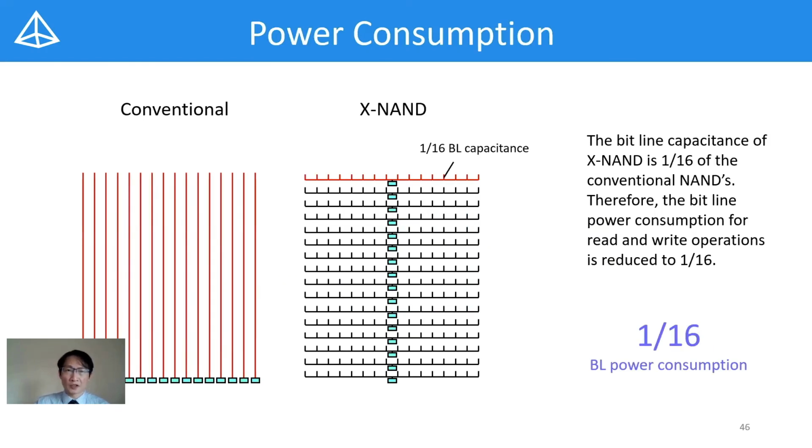This slide shows the power consumption comparison between NAND and XNAND. By reducing the binary capacitance to 1/16, the binary power consumption is also reduced to 1/16. So XNAND does not only increase the read and write speed, it also reduces the power consumption greatly.